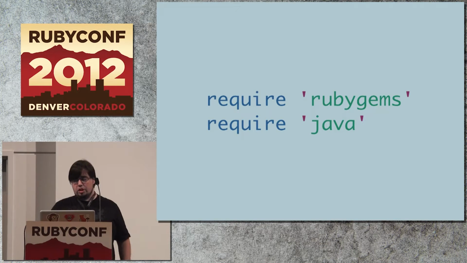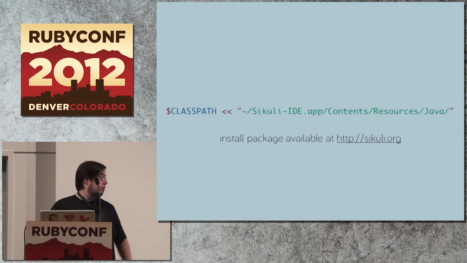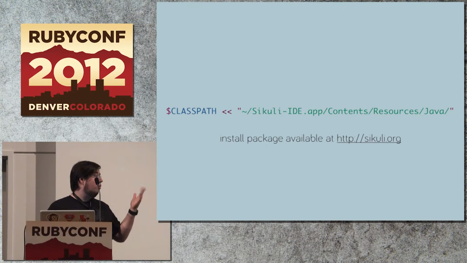So, require Ruby gems, require Java, classic stuff for a JRuby script. And we require Java so we can add the Sikuli libraries to the script. You can download the install package on sikuli.org, and I moved the application to my home directory to make it easier to deal with. Otherwise, you need to get the complete path to your application, and it's kind of lame.